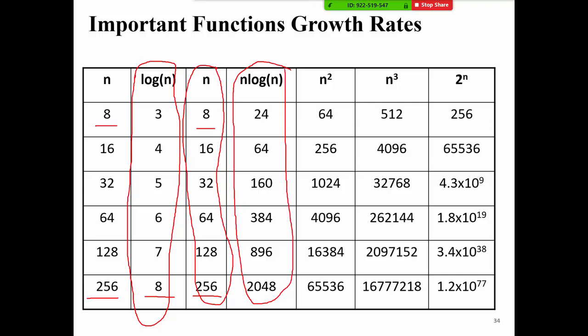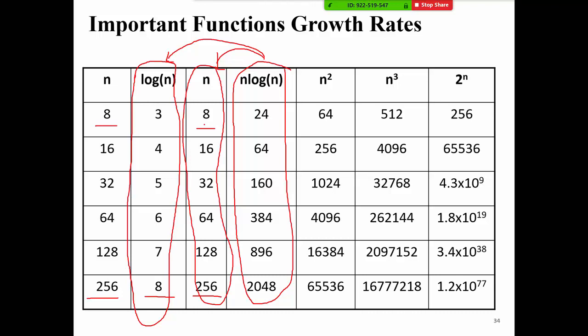It's worse compared to n, and is very worse compared to the logarithm. So n log n is worse than linear. If you have an array of 256, you actually need 2048 units of time to execute this algorithm.